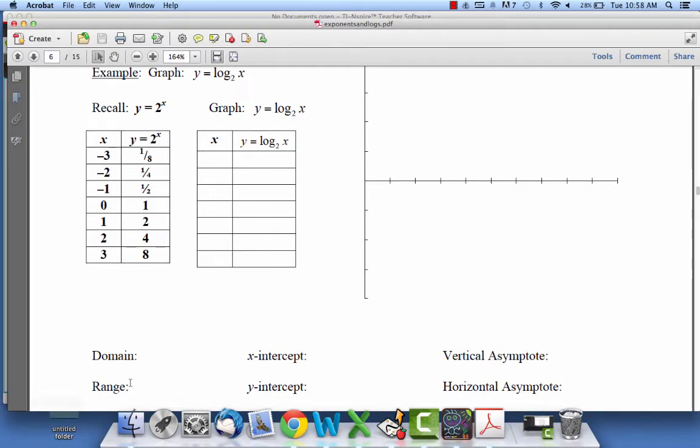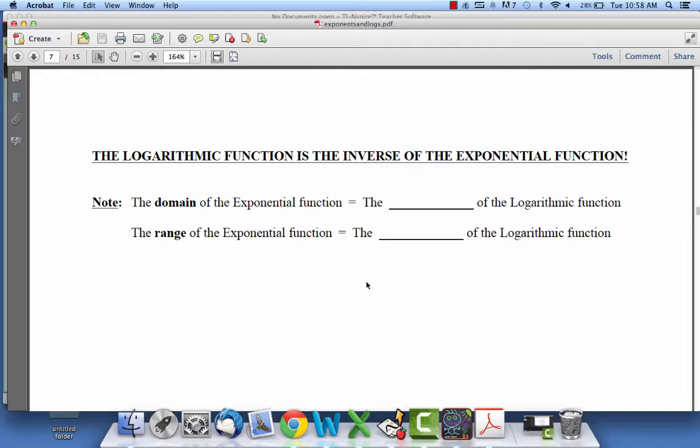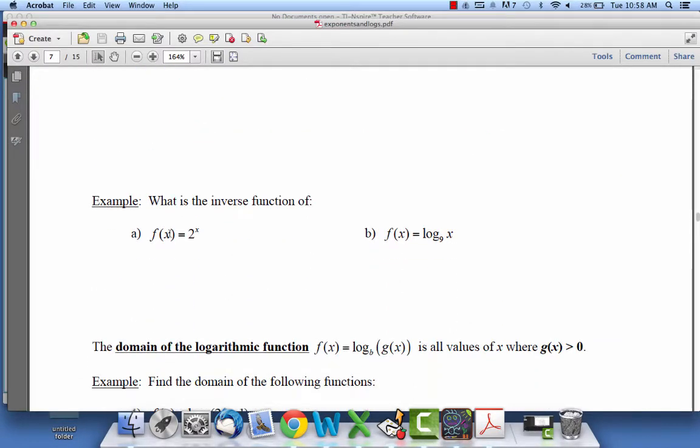Which means these are all opposite. The domain is now the positives and the range is the reals. The x-intercept is 1, 0 and the y-intercept is the guy that doesn't exist. The vertical asymptote is at 0, x equals 0, and there's no horizontal asymptote because everything's reversed. So I just said that. Okay, so the inverse of 2 to the x is log sub 2 of x.